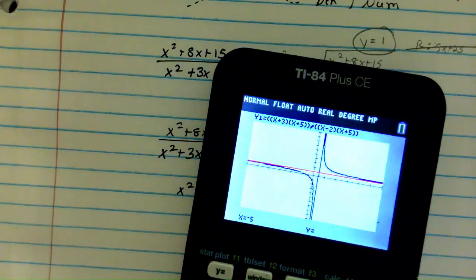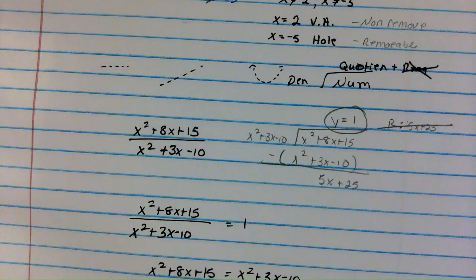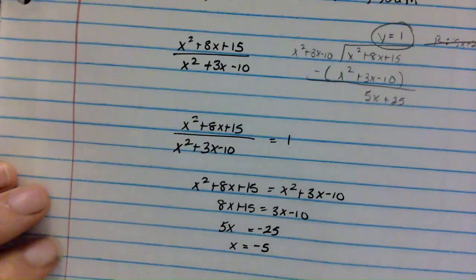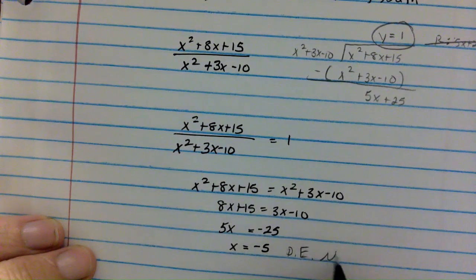Oh, we would have crossed it. Why didn't we actually cross it at negative 5? That's where that hole was. So we don't actually cross it. It was a domain error. We couldn't actually utilize that number. So sometimes you'll find that out. So domain error, no, we do not cross. Could we have? Yes.